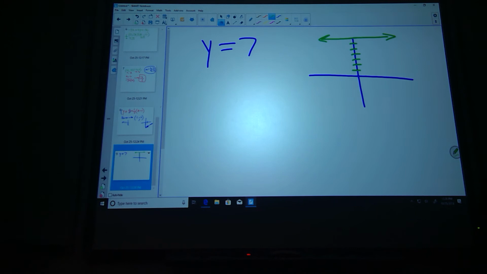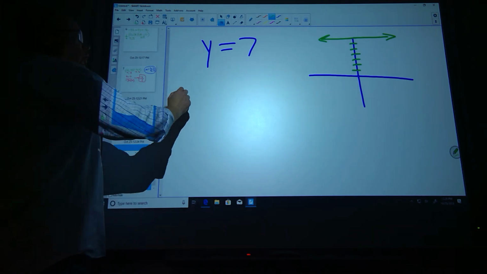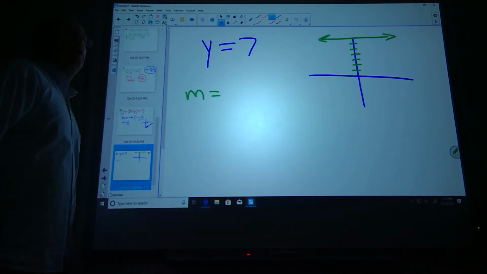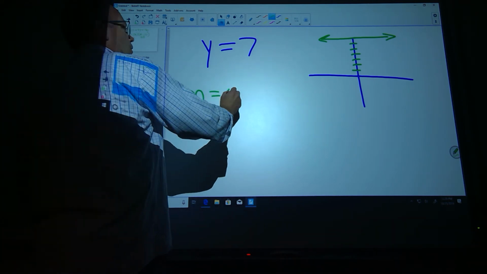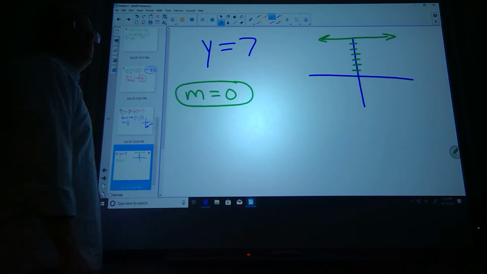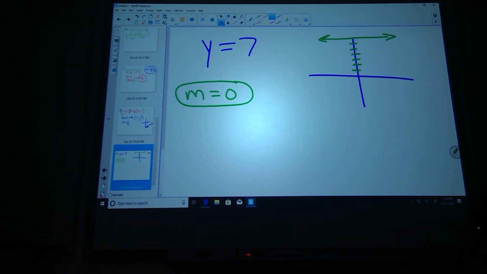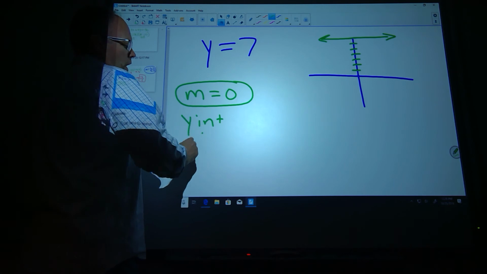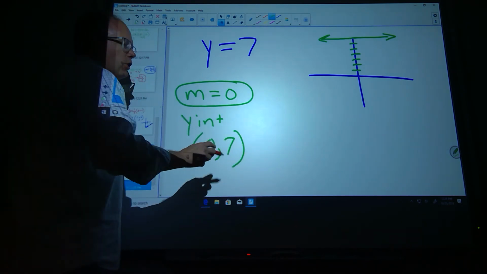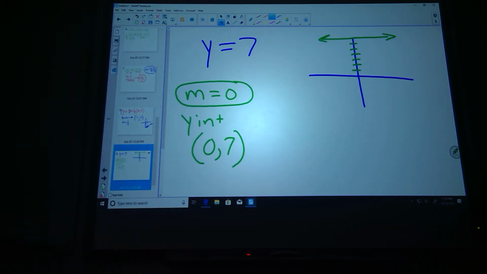So let's see if we can answer some questions. Do we know what the slope would be of this? What's the slope of a horizontal line? 0. Horizontal lines always have a slope of 0. Where will this cross the y-axis? So y-intercept, it actually crosses at 0, 7. If you just list 7, I know what you're saying, so don't panic. Cool? Any questions on that?